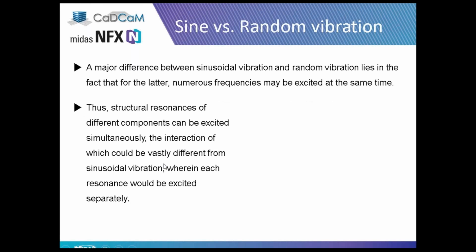Sine vibration versus random vibration: the major difference between the sinusoidal and the random lies in the fact that for random, numerous frequencies may be excited at the same time. So many frequencies we can see at the same time, whereas in the sine vibration, we can see them separately and not at the same time.